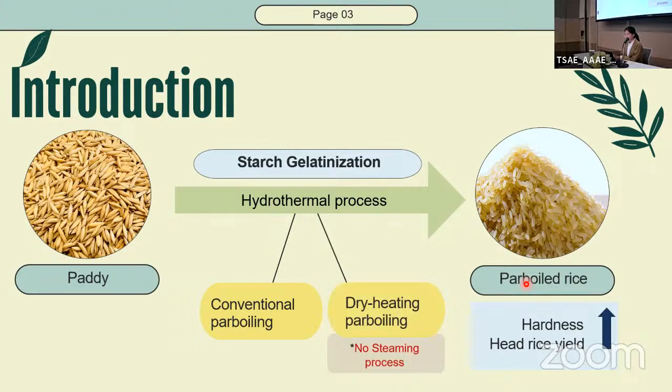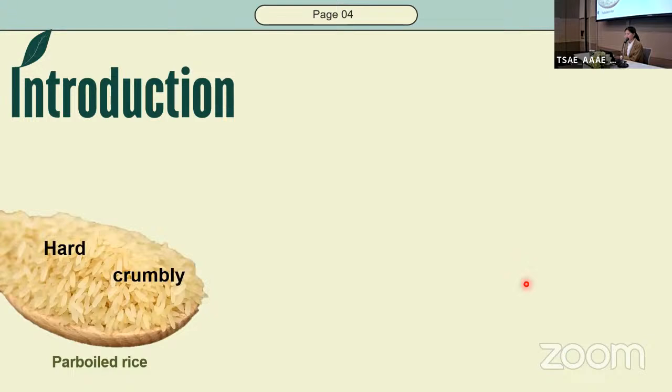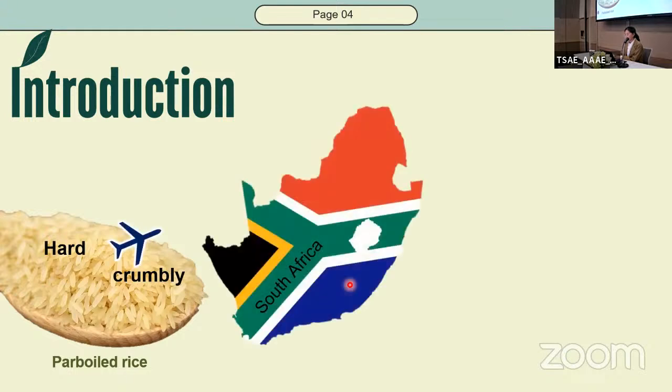Now the modern dry heating technique has been developed and this process can eliminate the steaming process. So the starch gelatinization will occur in the drying step. Usually parboiled rice is produced from high amylose rice, right? So it has a kind of funky texture and it also has a specific smell from the production. These are reasons why parboiled rice is popular only in some regions.